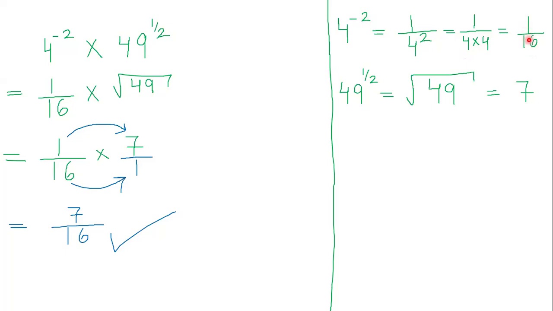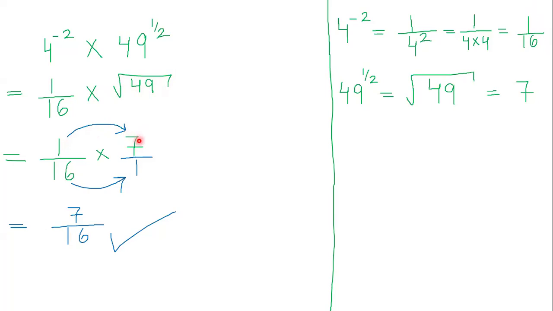Then what I have is 49 to the power of a half, which means the square root of 49. And what is the square root of 49? 7, because 7 times 7 is 49. Now all we do at this point: 4 to the power of -2 is 1 over 16, multiplied by the square root of 49. And the square root of 49 is 7. Good.